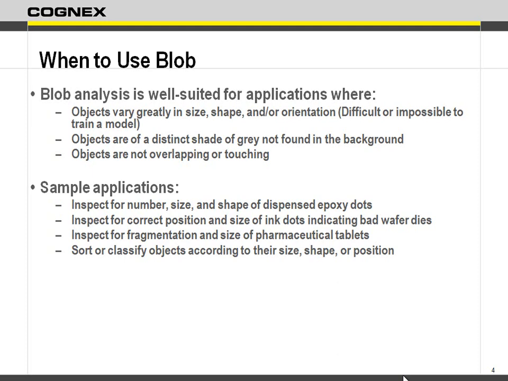So what are some sample applications? Well, let's say that you're looking for the number, size, and shape of epoxy dots. Or you could be looking at ink dots on the bad wafer dies. You're just making sure that they're there or not. Let's say you're looking at pharmaceutical pills and you want to see if any of them are broken. So it's a way of saying, hey, do I have a small area because I have two separate halves in there? Or to just sort and classify things depending on their size and shape.